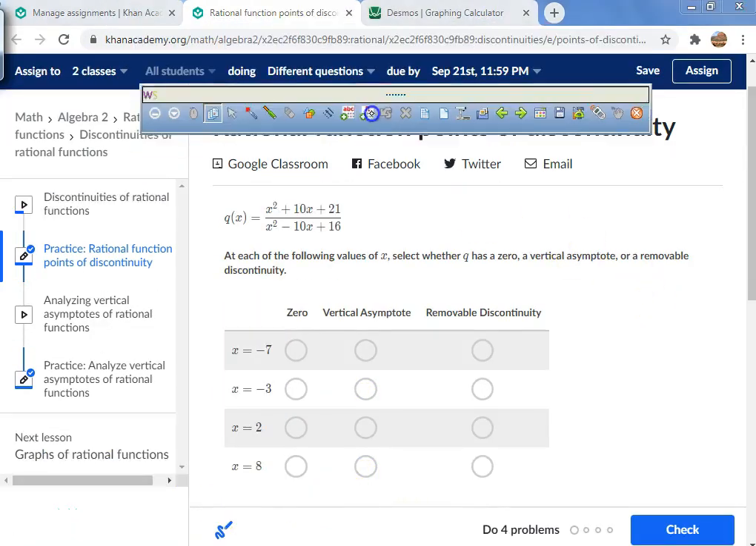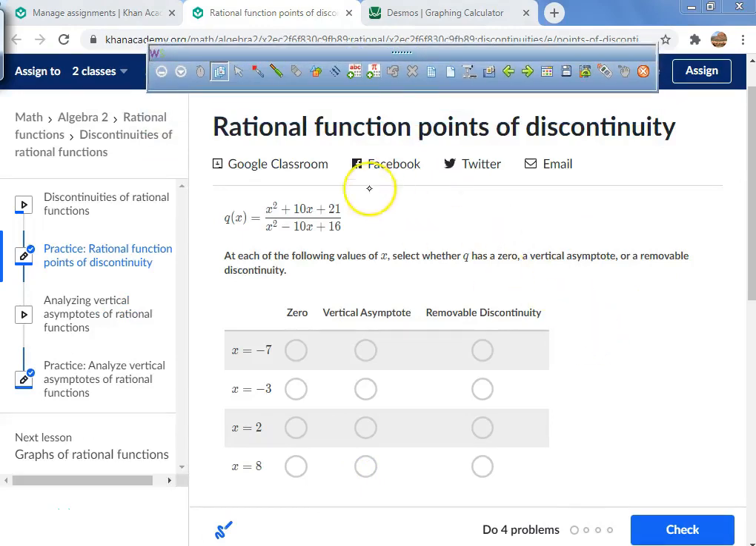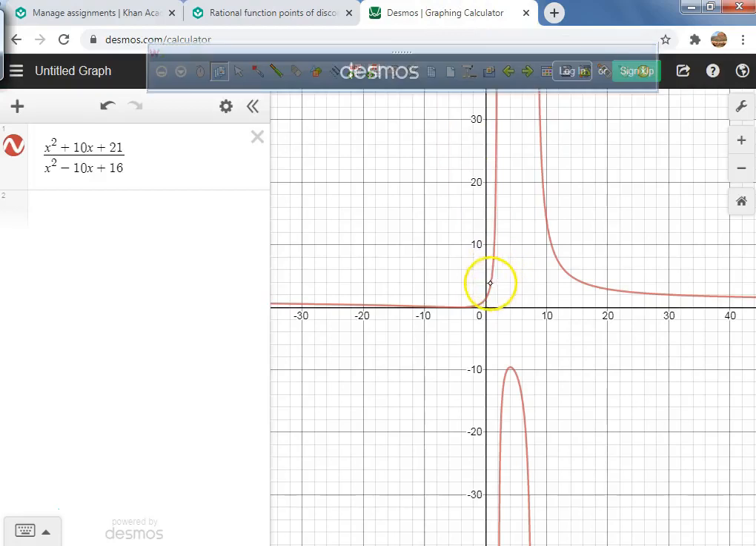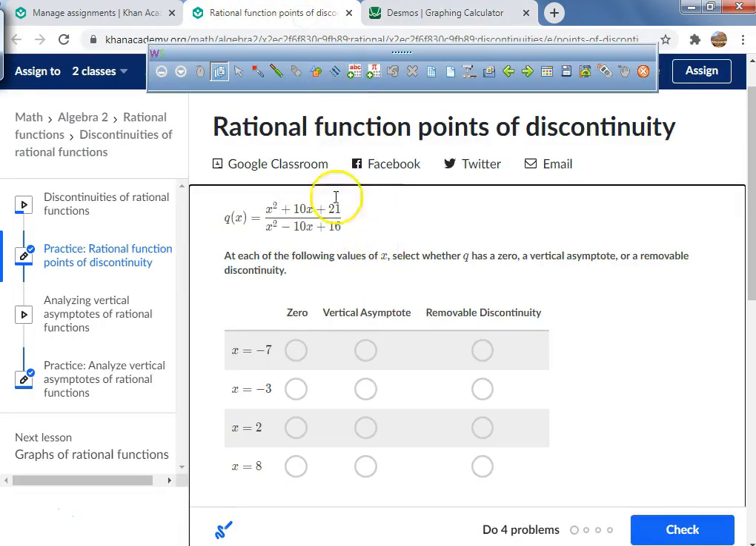All right, we're going to do a couple more of these problems and finish up this video dealing with rational function points of discontinuity. So what I've done here, I've taken this q of x function, this rational function, and I put it right in here to Desmos, so you can kind of take a look at it before I start factoring. So there's your function with nothing factored yet. We're going to go over here and we're going to factor this guy.